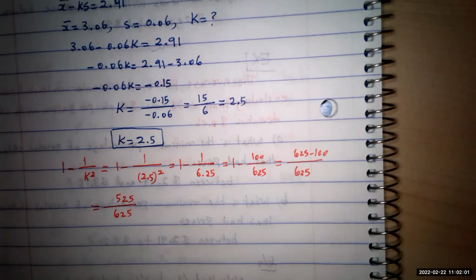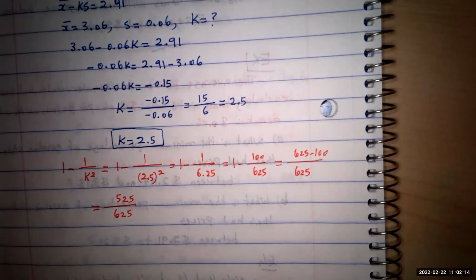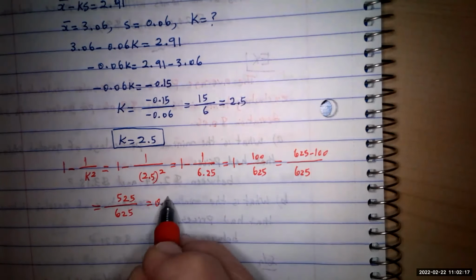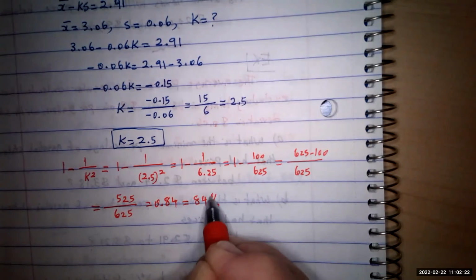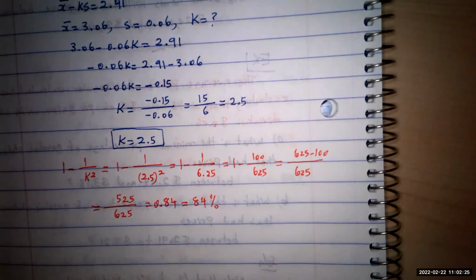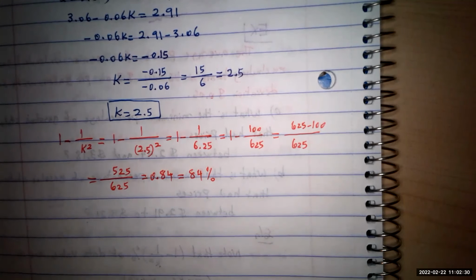You can use your calculator to get this number. So I have 525 divided by 625. That gives me 0.84, which is the same as 84%. You see, it's a kind of percentage that you have to find yourself. So for this new range, 84% of those prices at the gas station will have the price in this range.